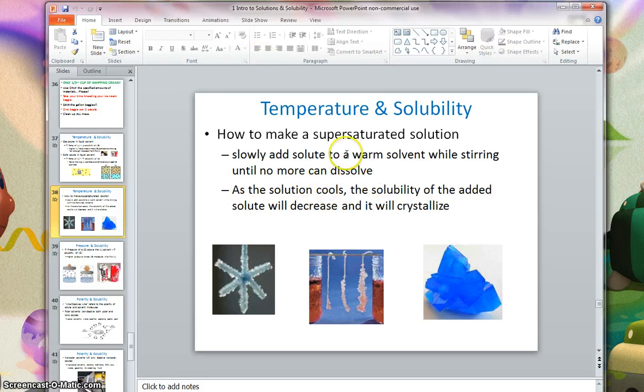This part over here, we already went over, just looking at the three types of saturation levels: unsaturated, saturated, and supersaturated. And we already went over this, but in order to make a supersaturated solution, all you need to do is keep adding solutes until no more can dissolve.